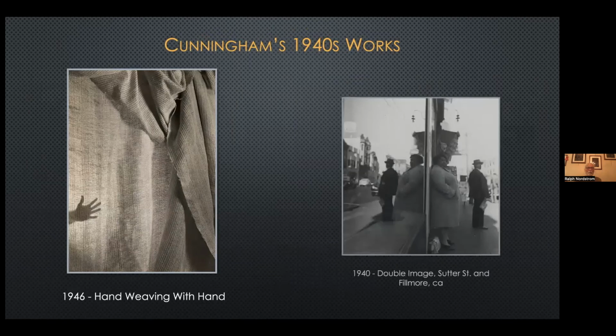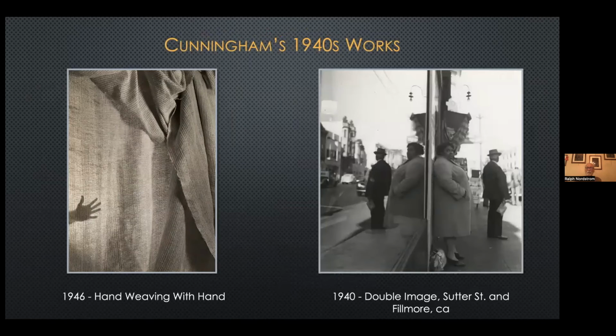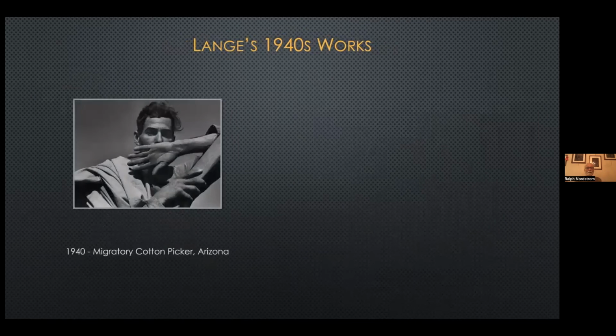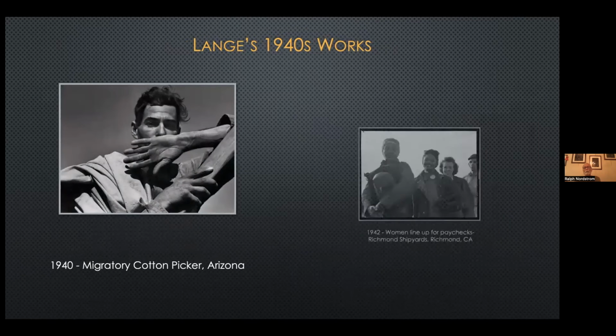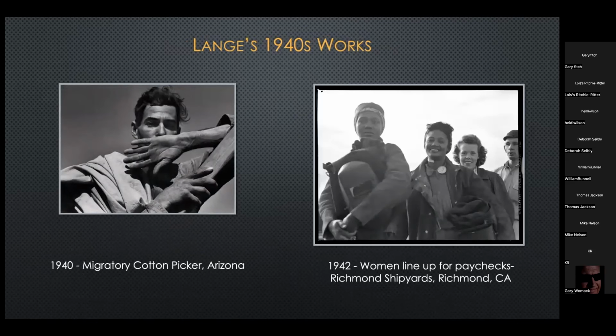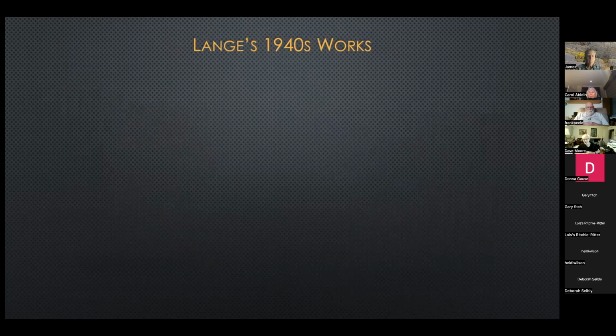Cunningham's work, hand weaving. Here's a portrait. Lange's work. Lange became really interested in the effect that World War II had on the status of women. Women were all of a sudden being told, hey, we need you. We need you to build ships. We need you to build tanks. We need you to build airplanes. Rosie the Riveter. And Lange really wanted to emphasize that. Here's women at Richmond at the shipyards lining up for their check.